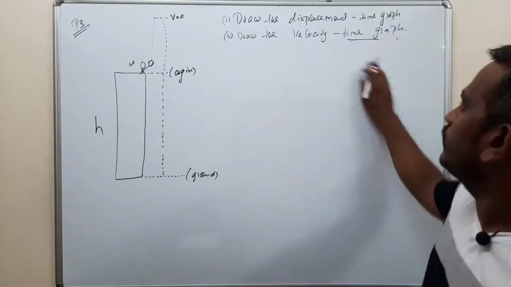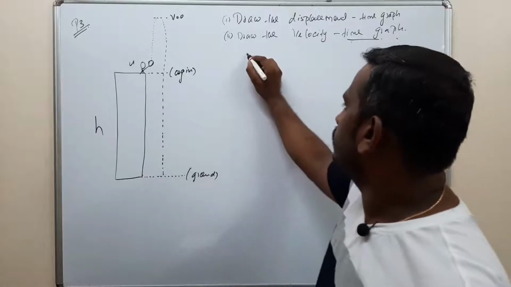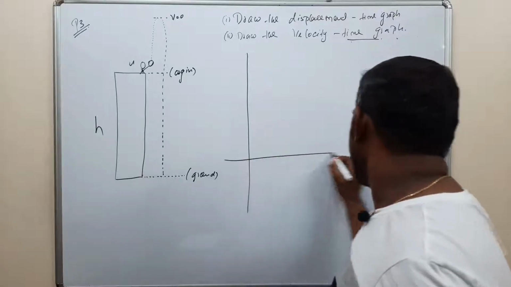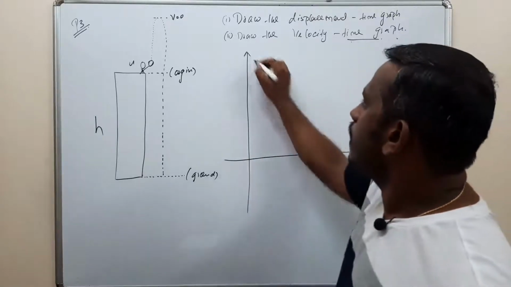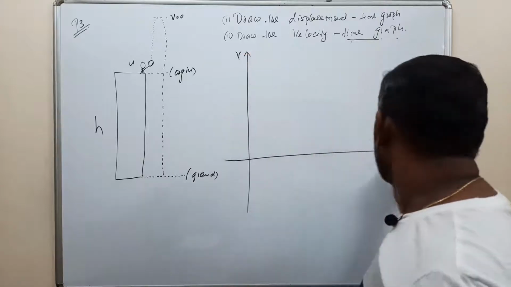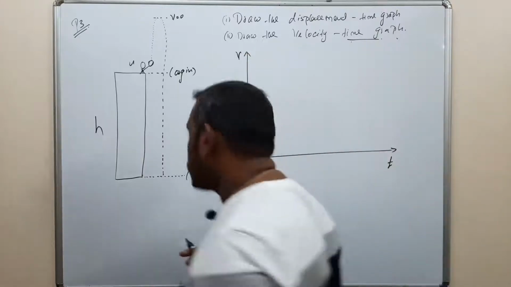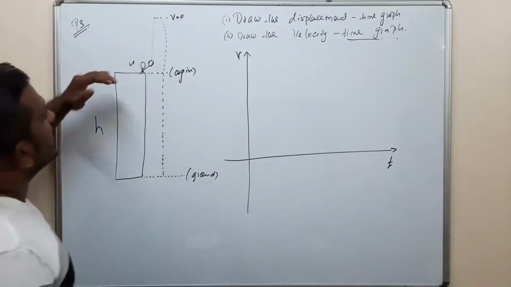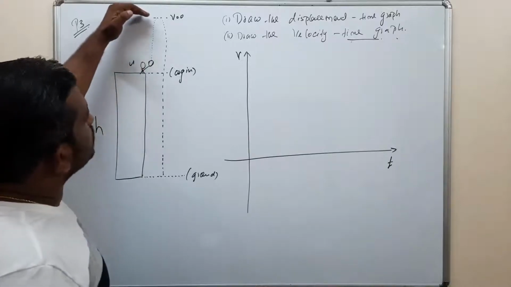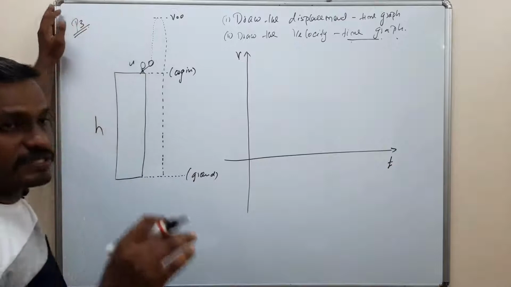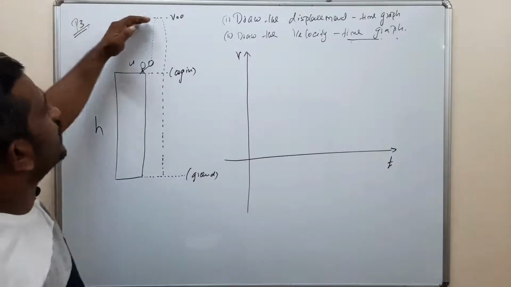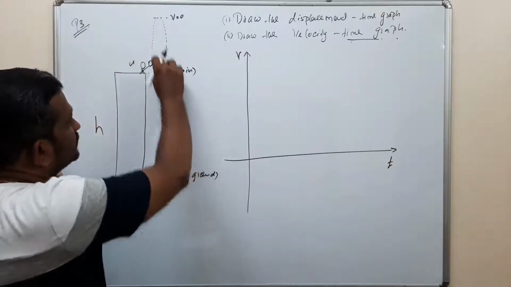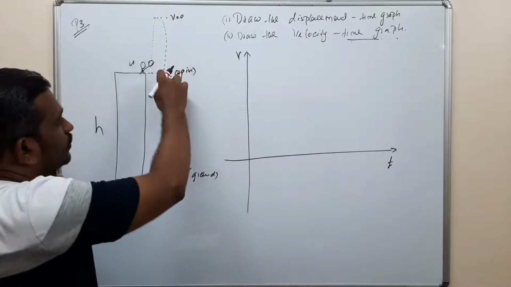Next, draw the velocity time graph. The ball is projected with a certain initial velocity. As the ball goes upwards, the velocity is continuously decreasing. At this point, the velocity becomes 0. When it comes down, the velocity is negative.